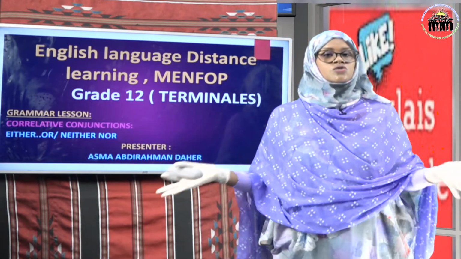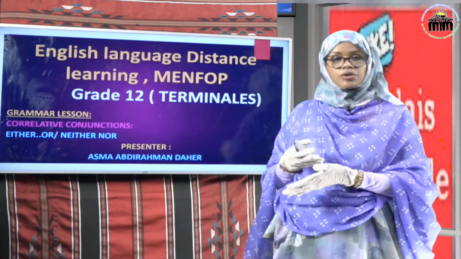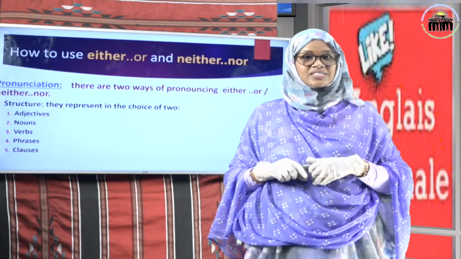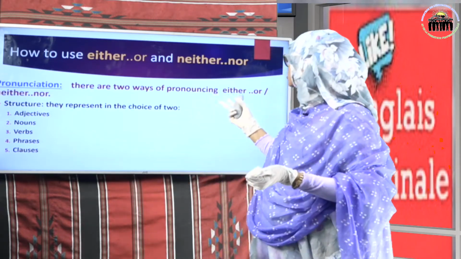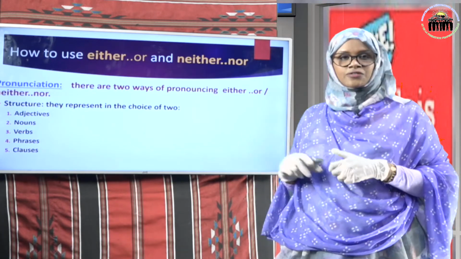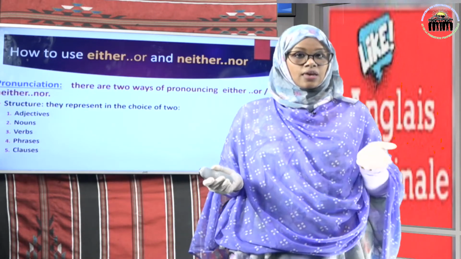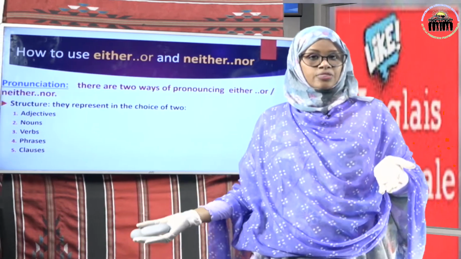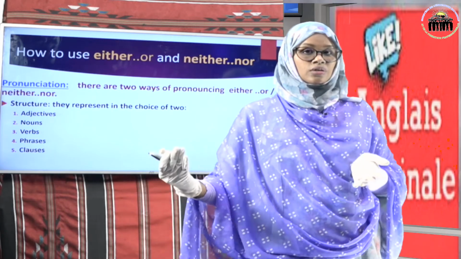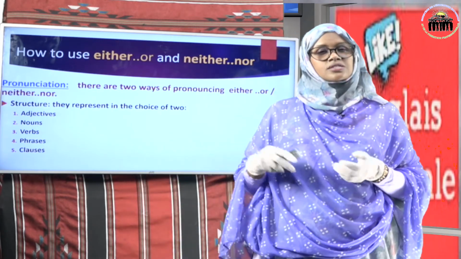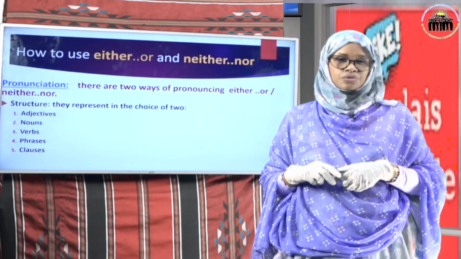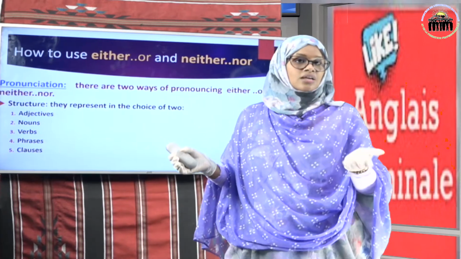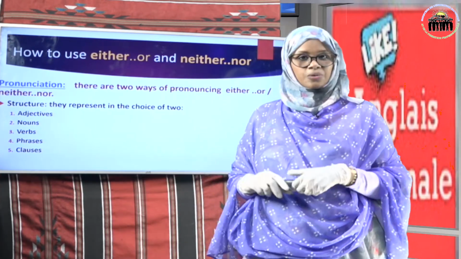There are two conjunctions which work in pairs. They don't get to be separated. How do we pronounce these two words, either and neither? There are two ways of pronouncing them. For either, for example, you could say either. You can pronounce it that way, or you can pronounce it this way. Both ways are correct. It applies with neither too. You could say neither, or you could say neither. Both ways are correct, okay?